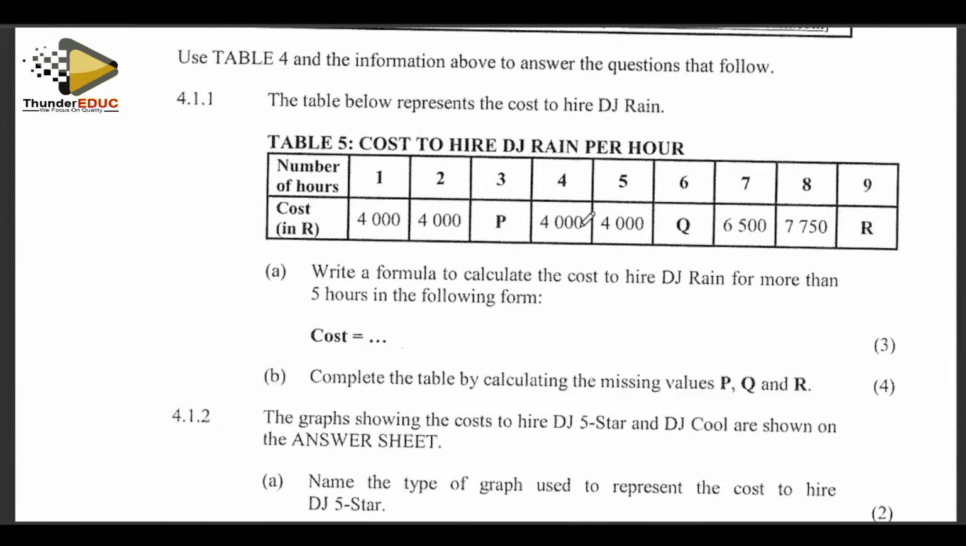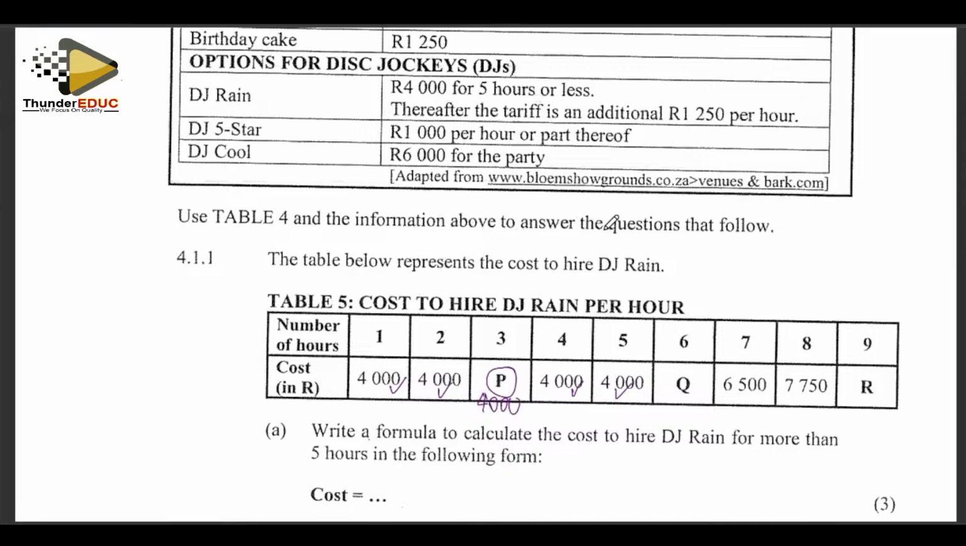Here we go, we are looking at this. Now, I'm here looking at this table, the sums that you see, which is quite awkward. You have 4,000, 4,000, 4,000, 4,000. What will be the value of P in your understanding? It will be also 4,000. Why do we have 4,000 here? Oh yeah, it's here. It's DJ Rain. DJ Rain has a constant amount of money. You pay 4,000 for the first 5 hours. The moment you exceed this, you pay 1,250 rand per hour that you have exceeded.